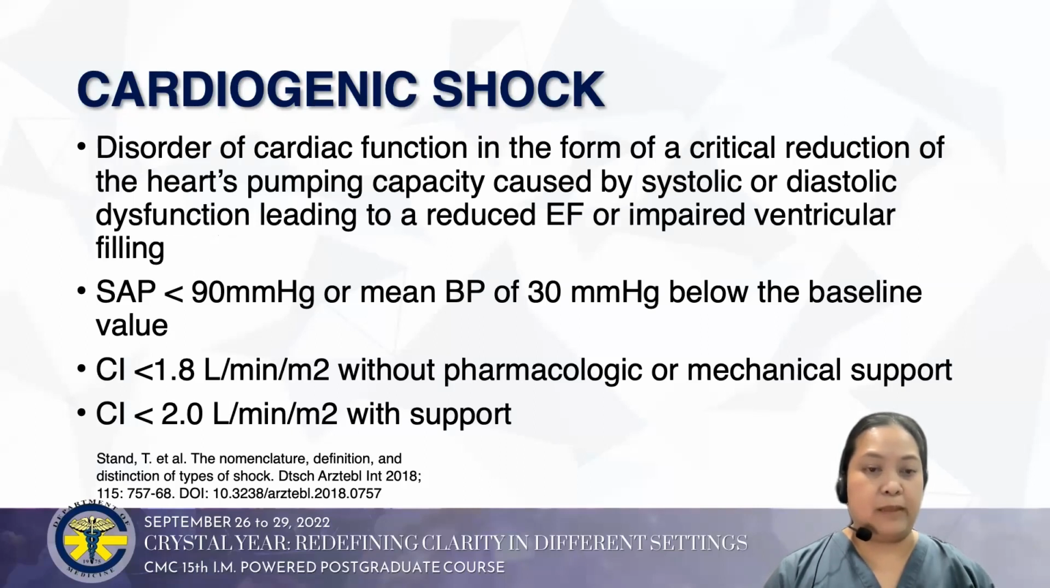Systolic arterial pressure might be less than 90 mm mercury or the mean blood pressure 30 mm mercury below the baseline value. The cardiac index of the patient may be measured as less than 1.8 without pharmacologic or mechanical support. For those who are already on mechanical or pharmacologic support, the cardiac index would be less than 2.0. Cardiac index is your cardiac output divided by your body surface area.